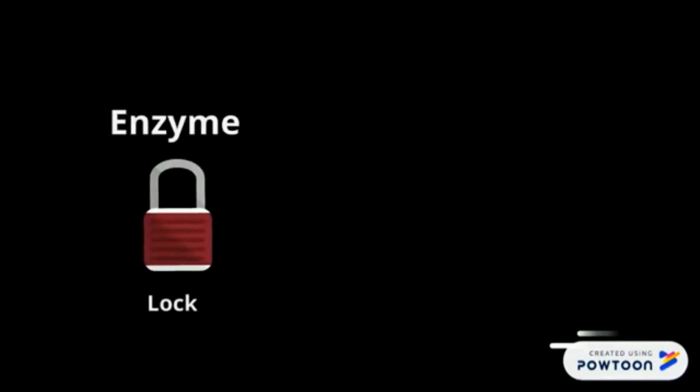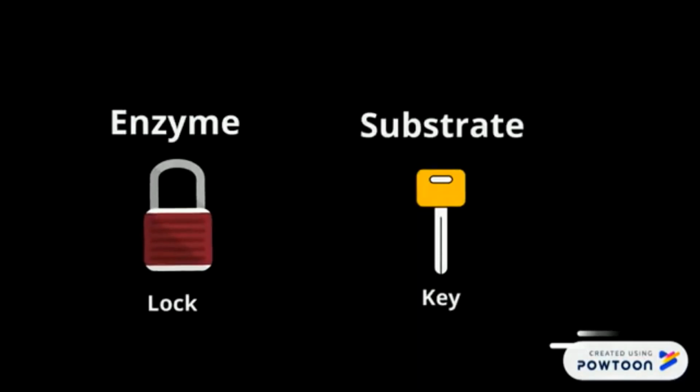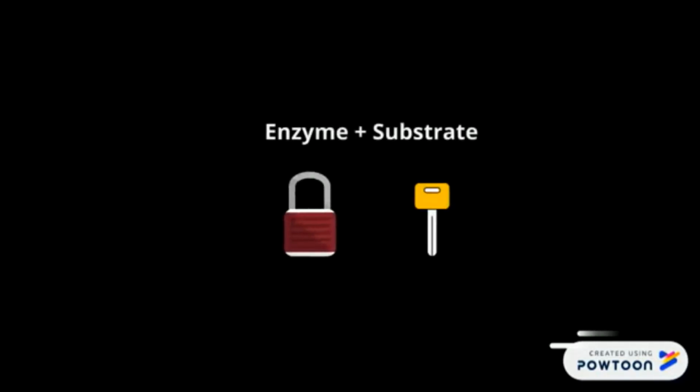The lock and key idea comes from treating the enzyme as a lock and a substrate as a key. Only the right key can unlock the lock, just as your house key cannot open your neighbor's door, for a good reason. This explains the specificity of enzyme to their respective substrate.